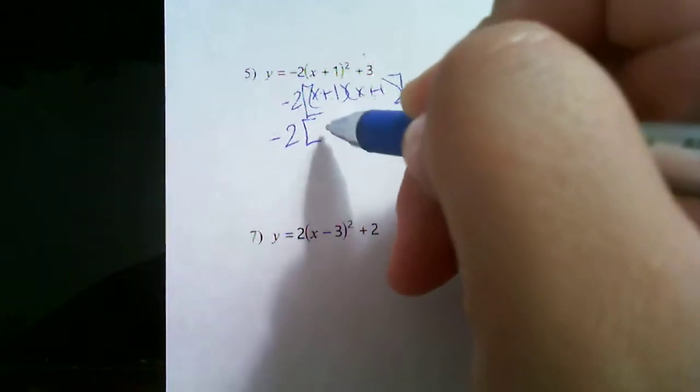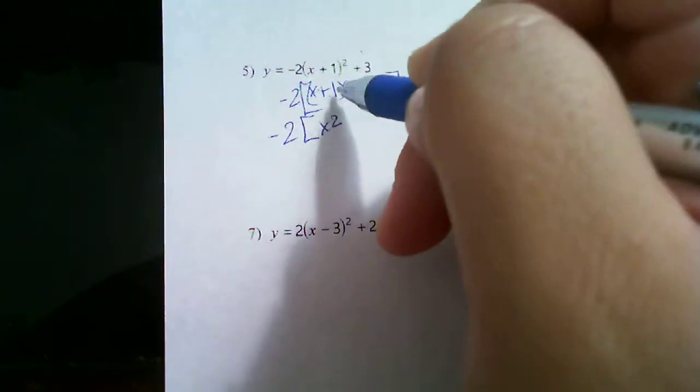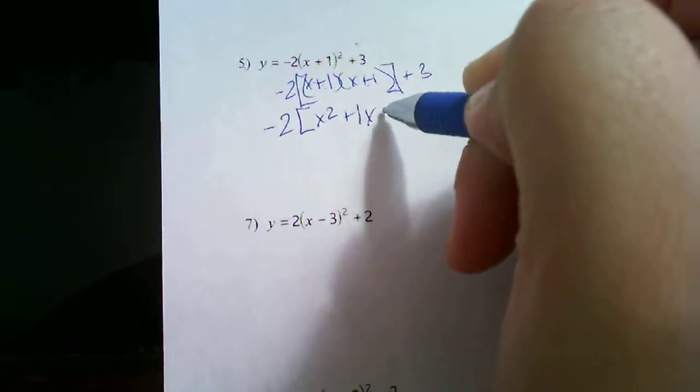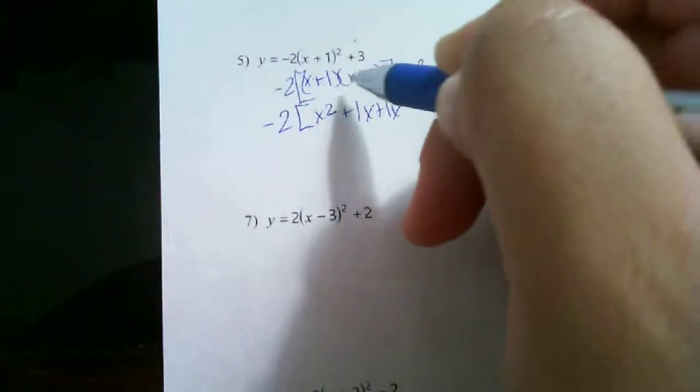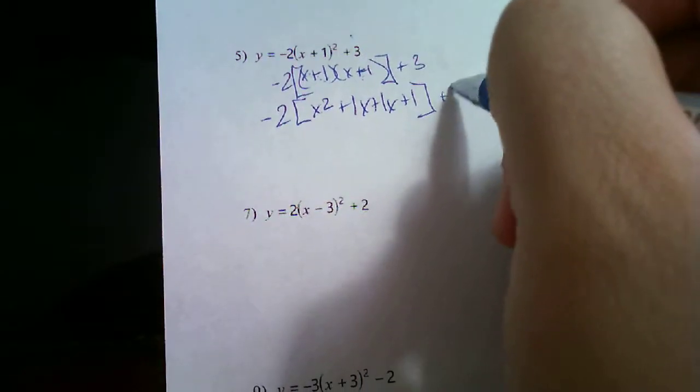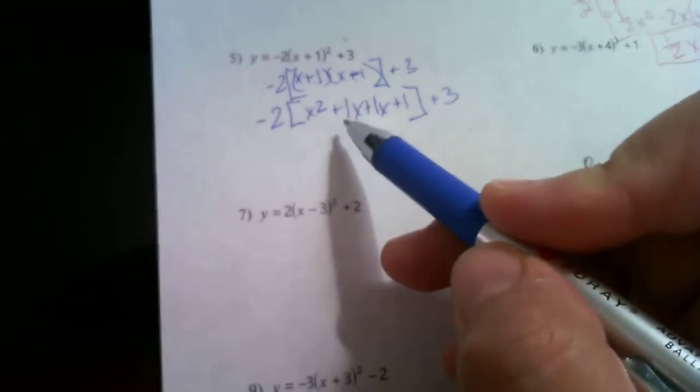We have an x squared. X times x is x squared. And we have a plus 1 times x is plus 1x. And then we have another 1 times x is plus 1x. And then positive 1 times positive 1 is going to be a positive 1. And plus 3.